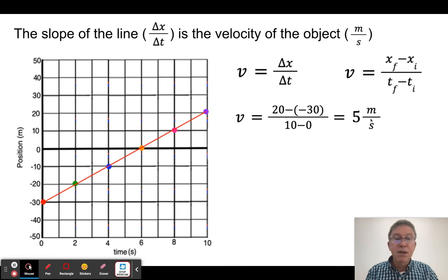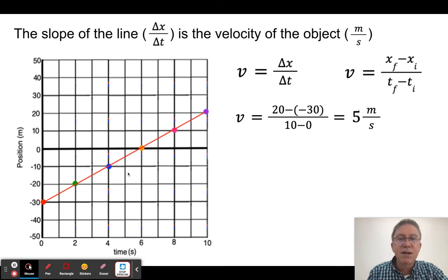And here's an important thing to keep in mind with any kind of motion graph. And we're not just going to look at position graphs. We're going to look at velocity graphs and acceleration graphs. Just remember that the slope is changing y over changing x. So look at the units, and they'll tell you what you're basically measuring. I've got meters over seconds. Well, that's what velocity is. So I look at this graph and I say, well, I know from these units, this slope has to tell me the velocity.